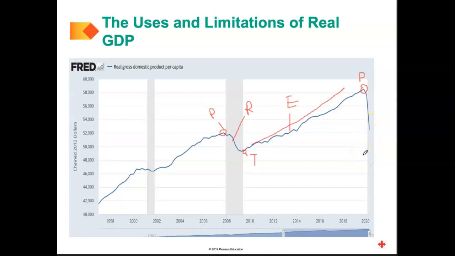So that is how a peak and a trough look. A peak and a trough are the turning points of the business cycle. A peak turns into a recession because you get to a peak and then you fall. And the trough is the lowest point of the recession, where you get to that point and then you bounce back up.